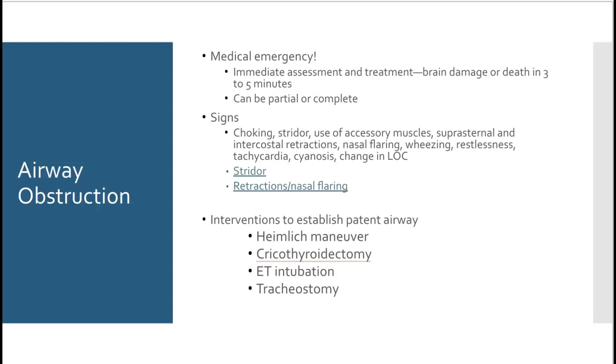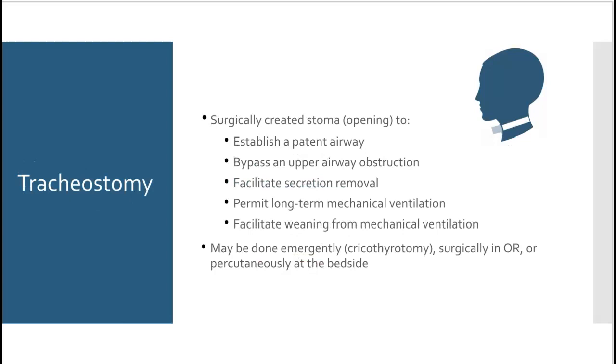Interventions to help maintain or establish a patent airway: Heimlich maneuver, cricothyrotomy, ET tube intubation, or a tracheostomy. So a tracheostomy is a surgically created stoma in the neck. It is used to establish a patent airway. It can be used to bypass an upper airway obstruction. It helps to facilitate secretion removal, especially for people who have a hard time getting their secretions up.